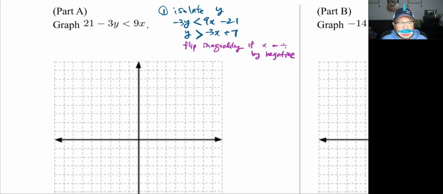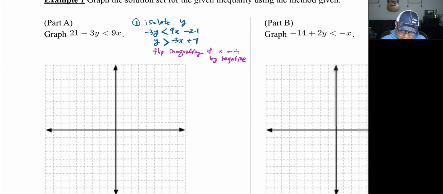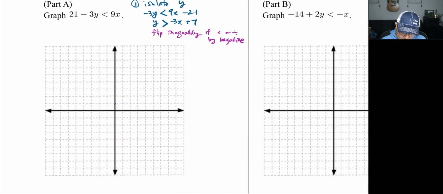Okie dokie. All right. Now, given this, I know that my slope, my y-intercept is what? 7, right? So you count 1, 2, 3, 4, 5, 6, 7 right there. The first thing you should know is what? Sorry, b is 7. My slope is negative 3, or negative 3 over 1, or 3 over negative 1.